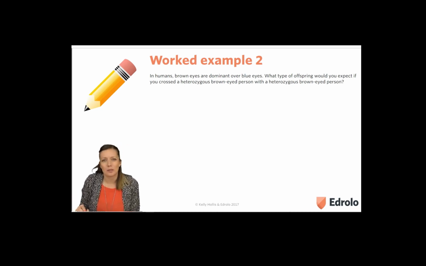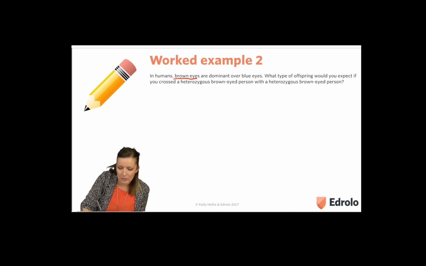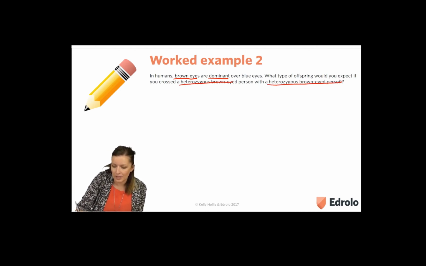But it is a nice example to use, and it does give us a little bit of insight into how different people get different colored eyes based on the colored eyes that their parents have. So what type of offspring would we expect if we crossed a heterozygous brown-eyed person with a heterozygous brown-eyed person? So let's again underline the important information. So brown eyes are dominant over blue. And what type of offspring would you expect if you crossed a heterozygous brown-eyed person with a heterozygous brown-eyed person?